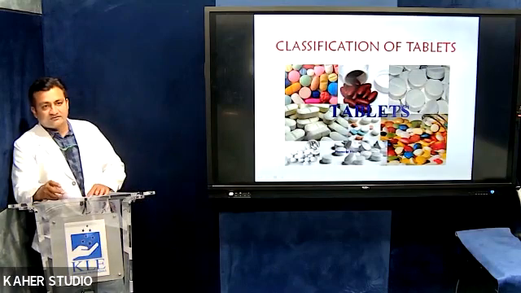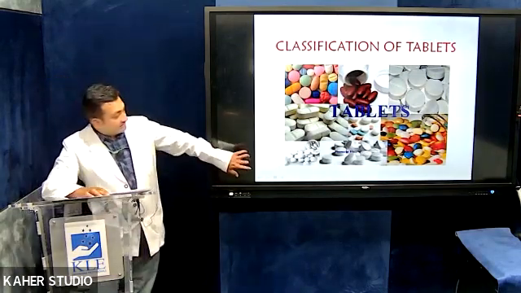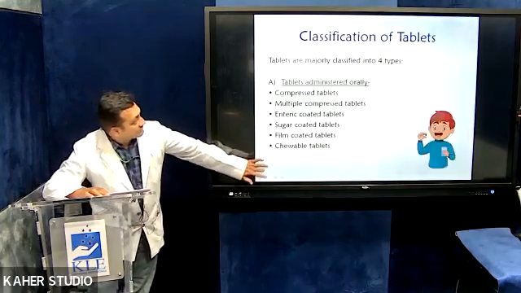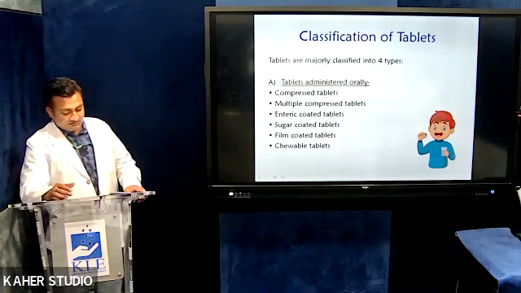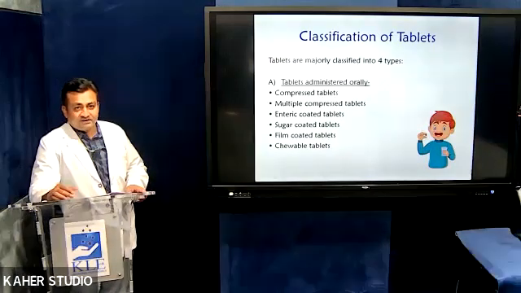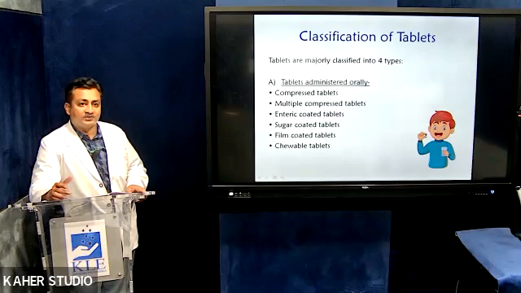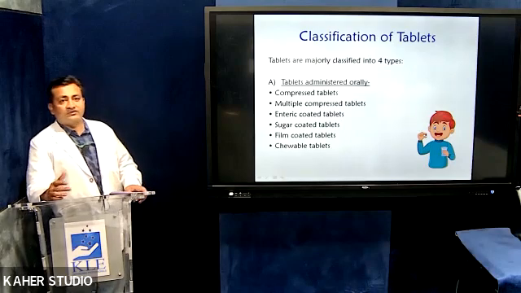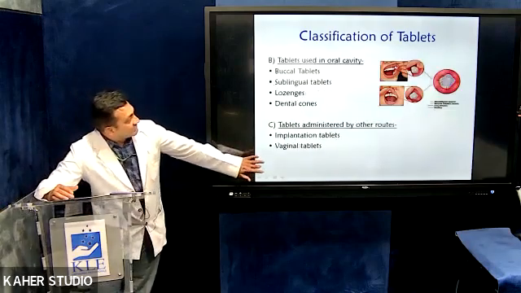For the classification of tablets, we have divided tablets into four different major categories. One is tablets administered orally, that is compressed tablets, multi-compressed tablets, enteric-coated tablets, sugar-coated tablets, film-coated tablets, and chewable tablets. One by one, we will discuss the tablet manufacturing.